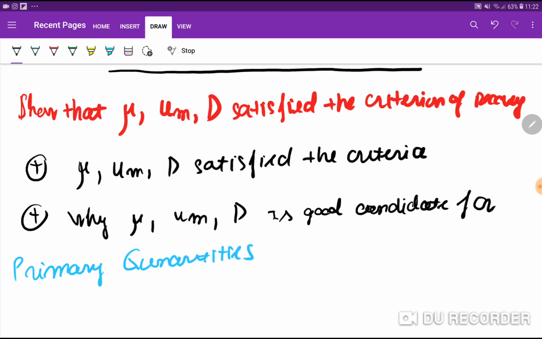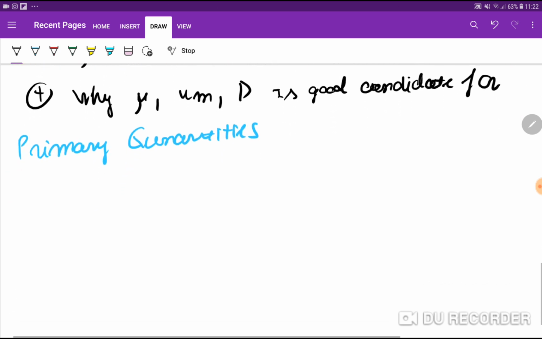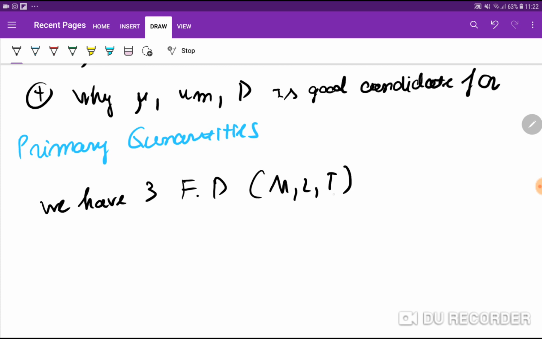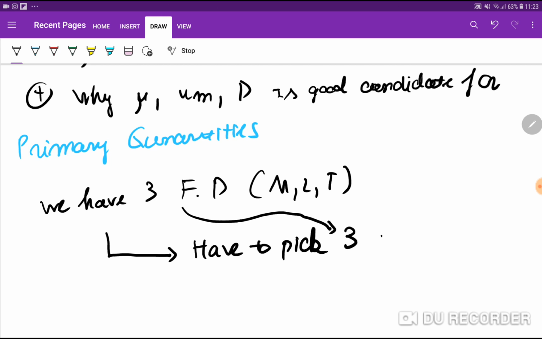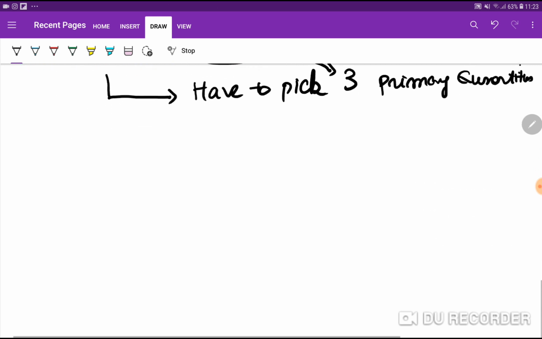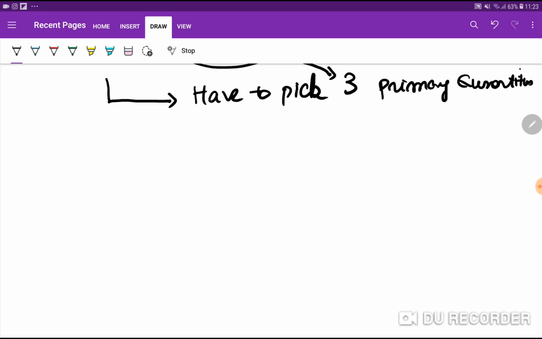Okay, so I want to make some note about primary quantities. You have three fundamental dimensions, right? So we have, okay, let me write here. We have three fundamental dimensions. What are those? Mass, length, and time. So we have to pick three primary quantities. The number of primary quantities you pick should be the same as the number of fundamental dimensions, because you need three primary quantities to recover three fundamental dimensions. So what does it mean? How can three of our primary quantities recover the fundamental ones?